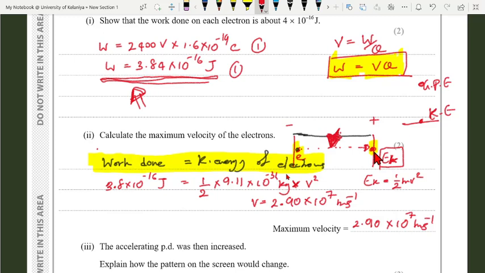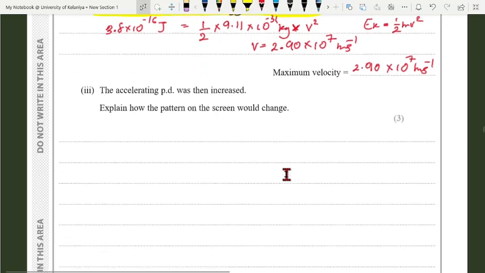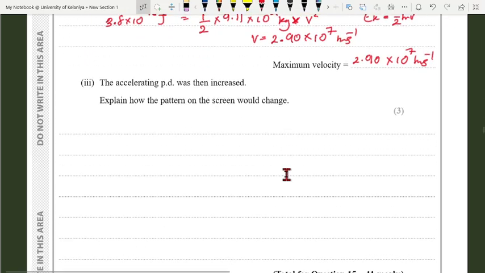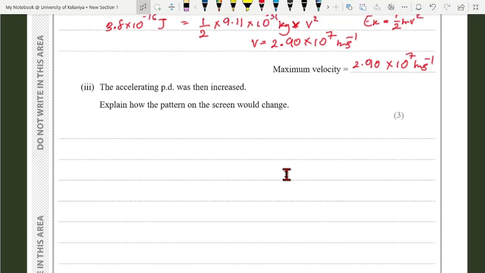So we assume that this is a closed system, so no energy is lost. So if this is the energy given by the field, that should be equal to the final kinetic energy of the electrons. Okay, here the accelerating potential difference was then increased. Explain how the pattern on the screen would change.